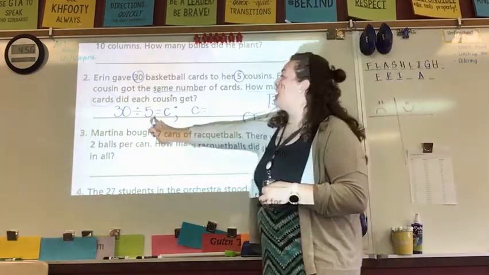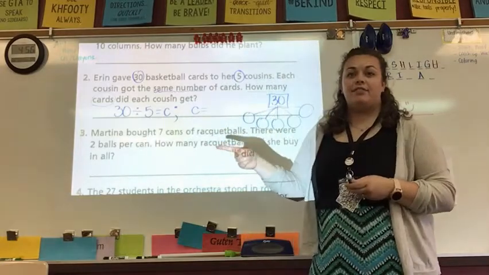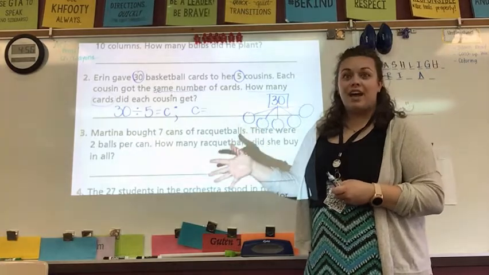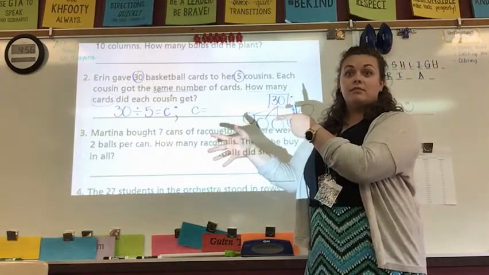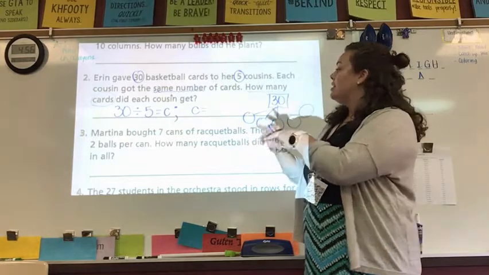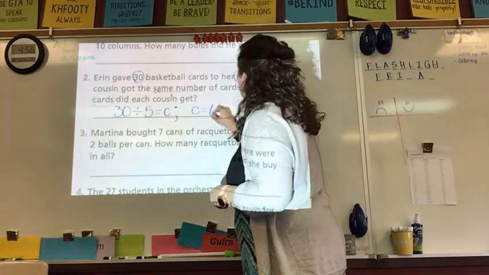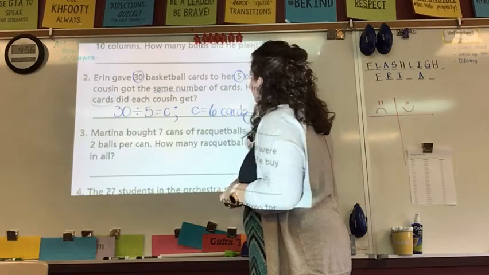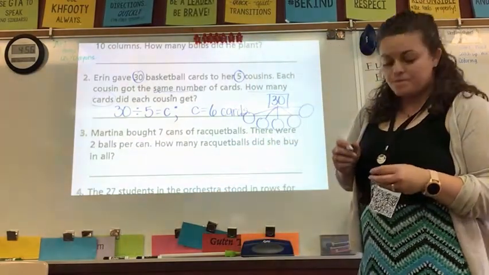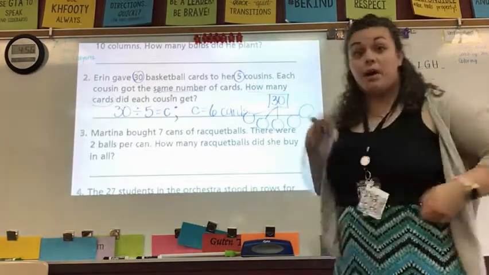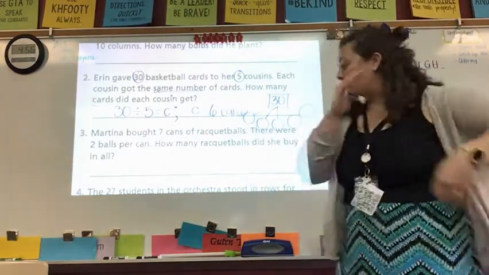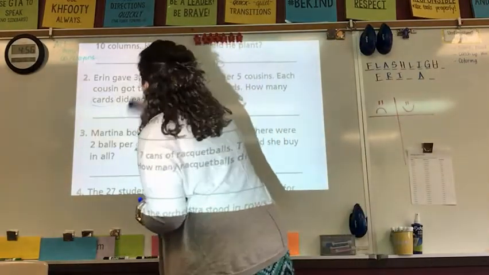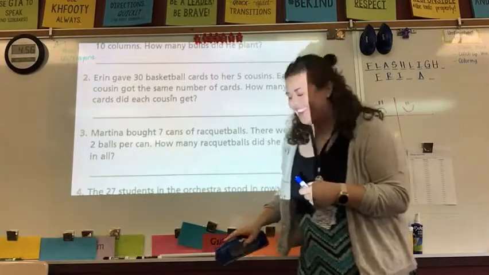Let's go ahead and count by our 5s up to 30. Ready? 5, 10, 15, 20, 25, 30. C equals 6 cards. Pause if you need more time, otherwise you may erase. And we're gonna do probably 2 more practice problems together here, okay?